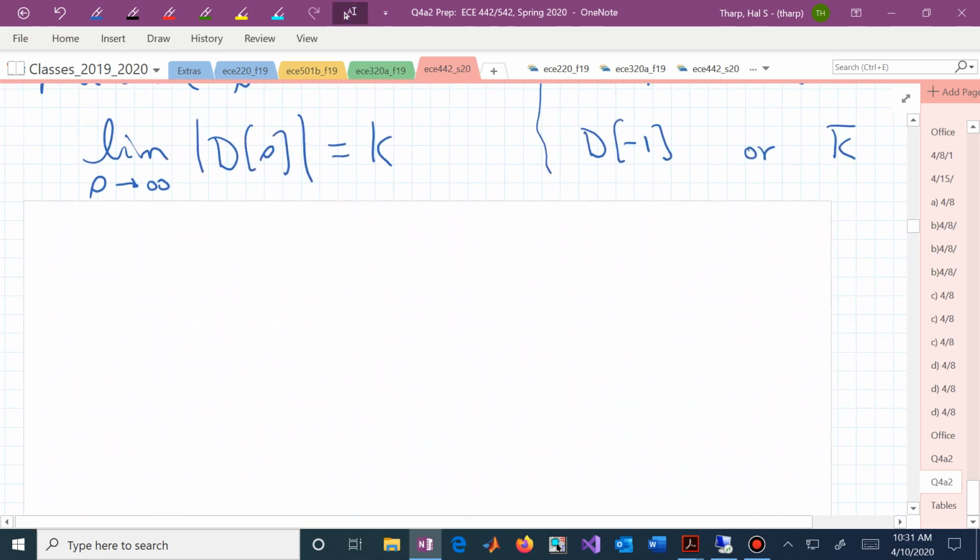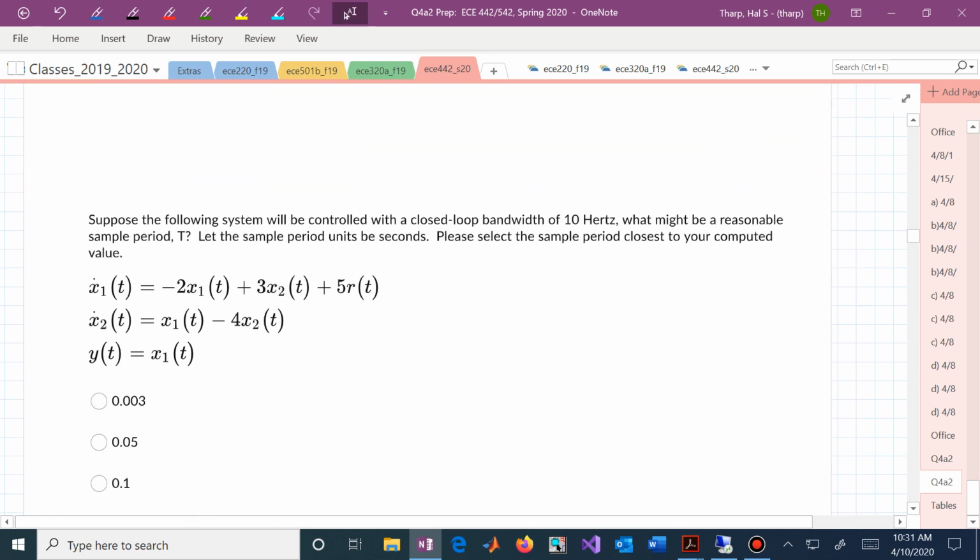The second question was, suppose the following system will be controlled with a closed-loop bandwidth of 10 Hertz. What might be a reasonable sample period t? And you might have, and let the sample period have units of seconds.